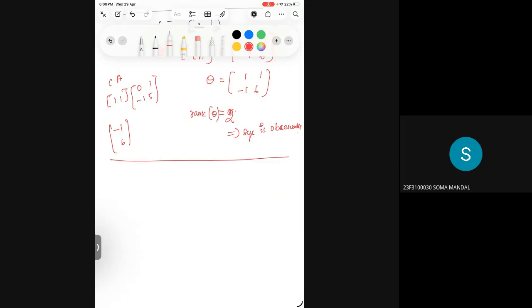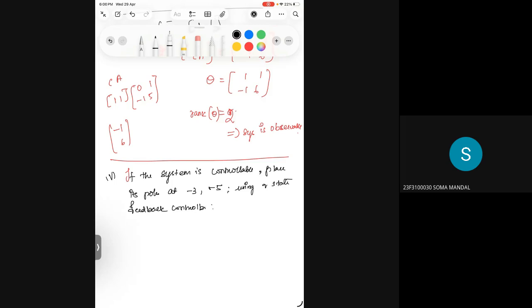Okay. The next question is, if the system is controllable, place its poles at -3, -5 using a state feedback control, u equal to minus kx. Find k.